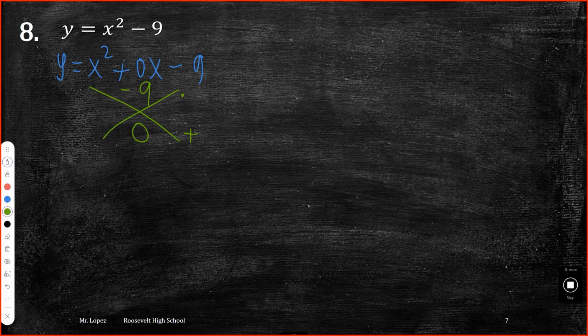-3 and +3? -3 and +3. How do I know? Well, look, -3 times +3 is -9. -3 plus +3 is 0. Yes. So the answer is going to be what? The answer is going to be y equals what?